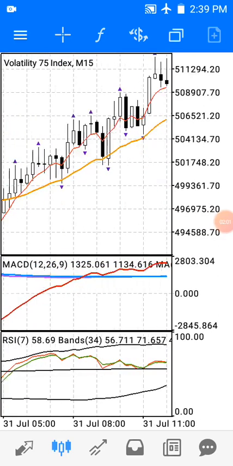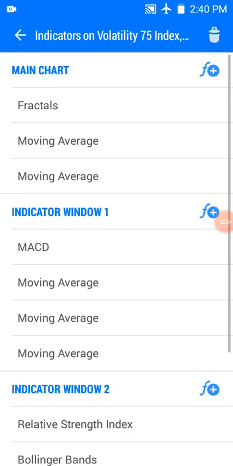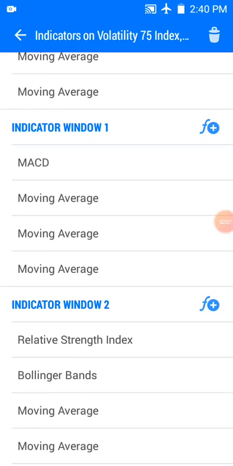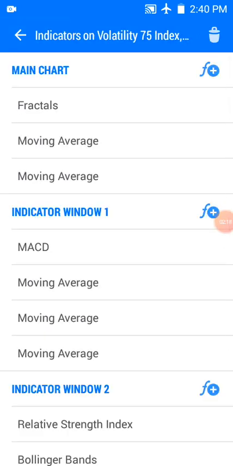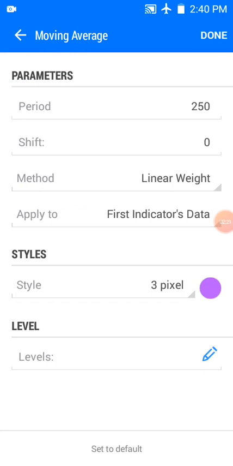For indicator window 1, let's look at the indicators. We have MACD 12 26 9, apply to close, no colors. Then we have moving average 250, the method is linear weight. We apply to first indicator's data, and the color is purple. Then the next is moving average 200, the method is linear weight, apply to first indicator's data, and the color is blue.